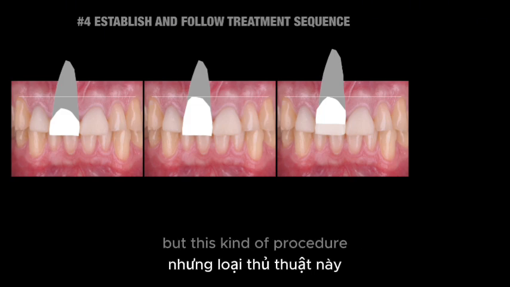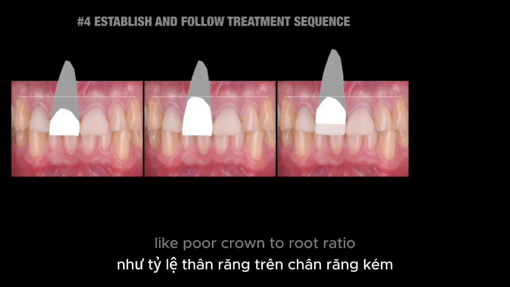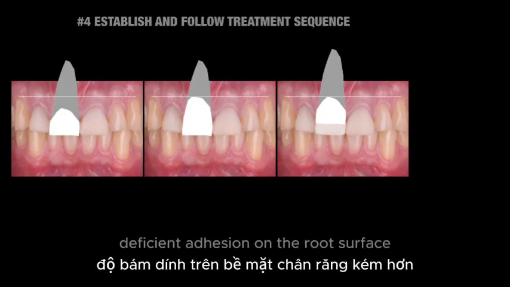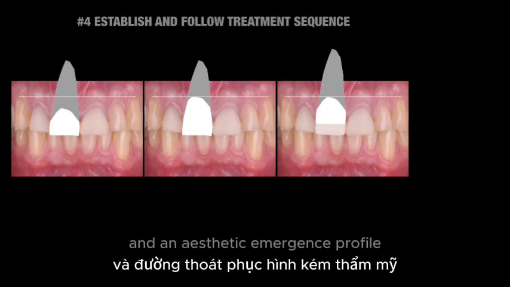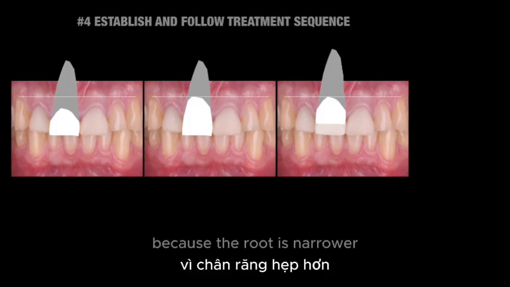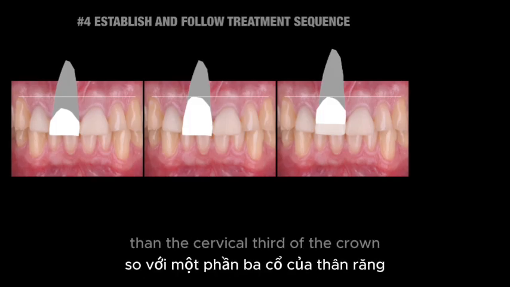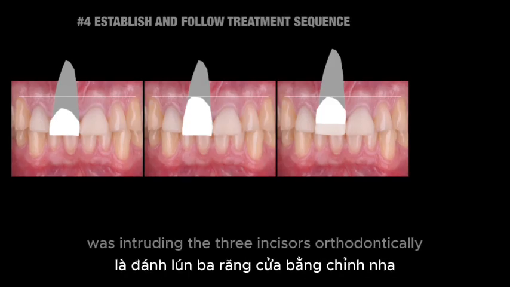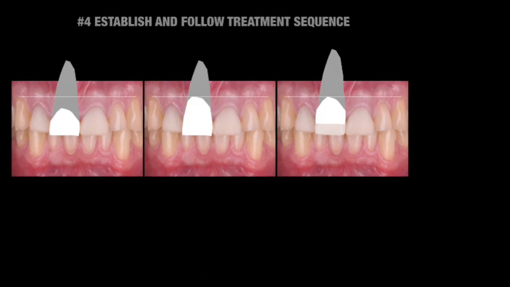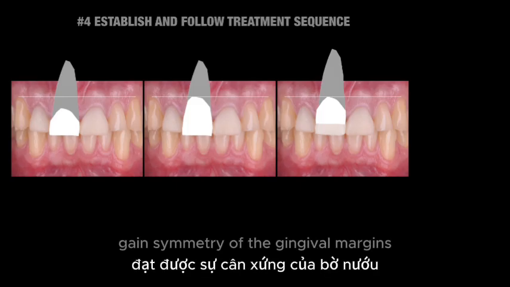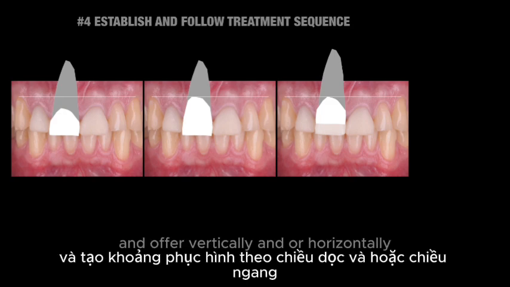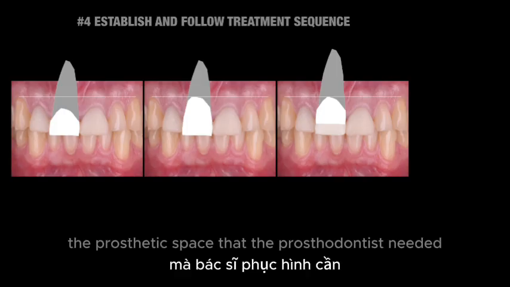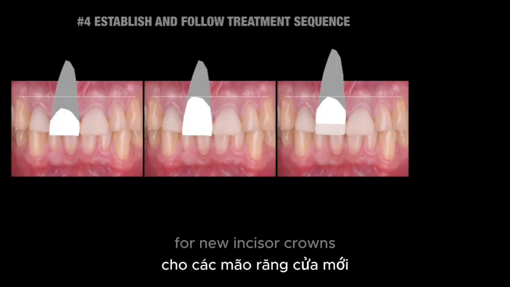But this kind of procedure had some disadvantages, like poor crown to root ratio, deficient adhesion on the root surface compared to the crown surface, and aesthetic emergence profile, because the root is narrower than the cervical third of the crown. The second option that we discussed was intruding the 3 incisors orthodontically, gain symmetry of the gingival margins, and offer vertically and or horizontally the prosthetic space that the prosthodontist needed for new incisor crowns.